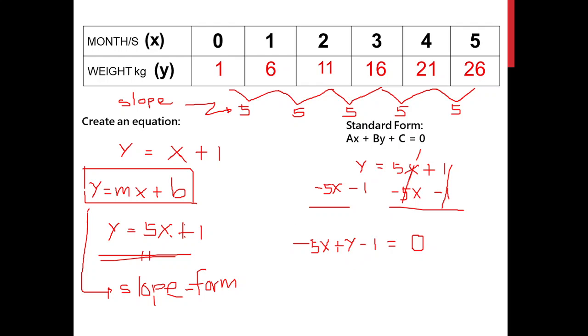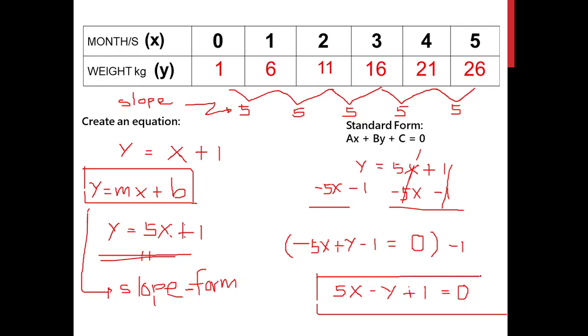But we need to make our first term here a positive term. So all we need to do is to multiply everything by negative 1. So we have here negative 1 times positive 5x, negative 5x, that becomes positive 5x. Negative 1 times positive y, that makes negative y. Negative 1 and negative 1 equals to positive 1. Then negative 1 times 0, of course, still equals to 0. Now this is the standard form of our equation.